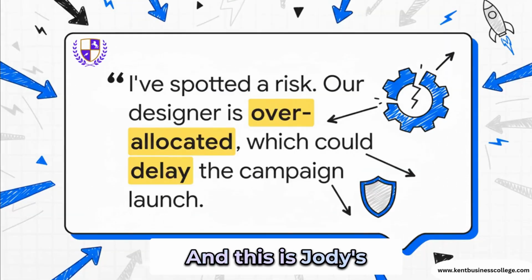And this is Jody's big moment. She goes straight to her manager, Rachel, and confidently explains the problem. But look at how she phrases it. She doesn't just point out a mistake, she identifies a risk to the project's deadline. This is her moving from just learning to actually doing.